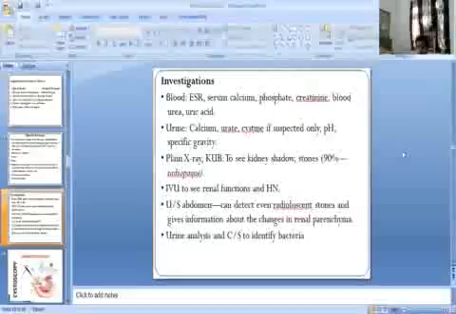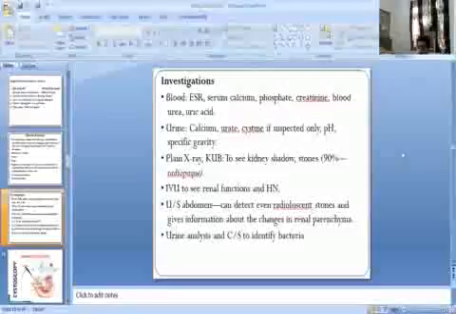Plain X-ray KUB to see kidney shadows and stones. IVU to see renal function and hypertension. Ultrasound abdomen can detect even radiolucent stones and give information about the changes in renal parenchyma. Urine analysis and culture and sensitivity to identify bacteria.